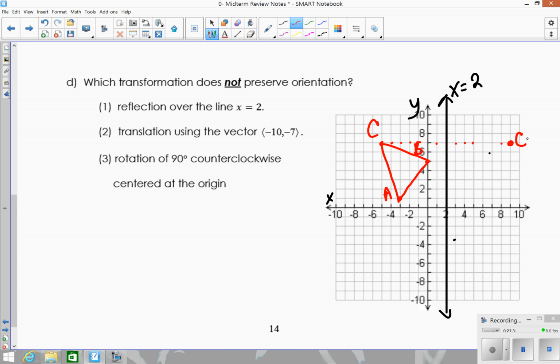So there's not really rules for these. You really just want to know how to graph them. So over 2 to get to B prime. A prime is going to be 1, 2, 3, 4, 5 to the line. So go 5 more. 1, 2, 3, 4, 5. There's A prime.